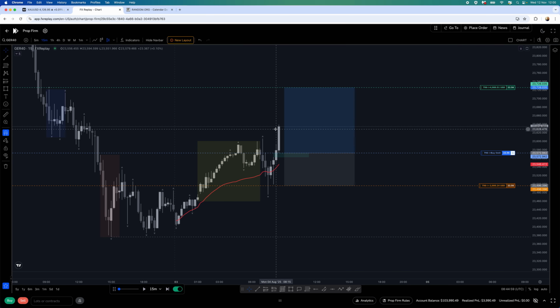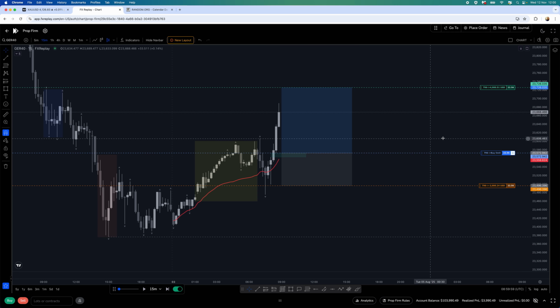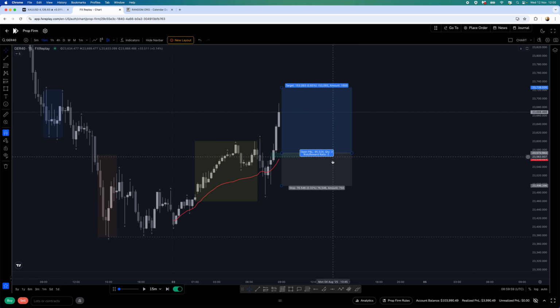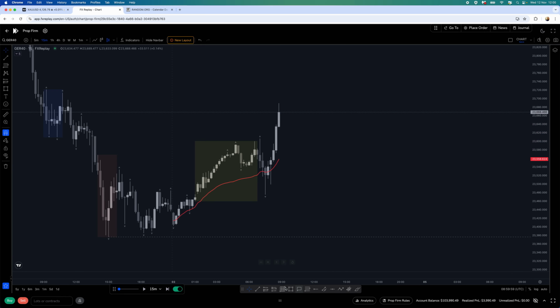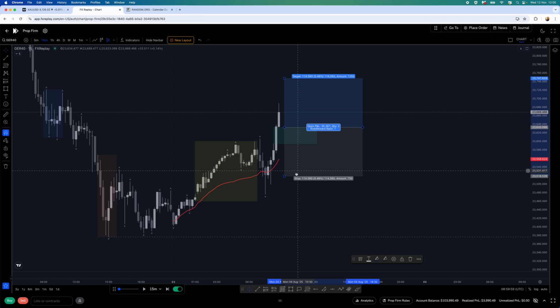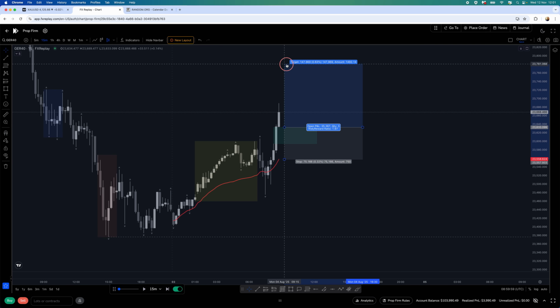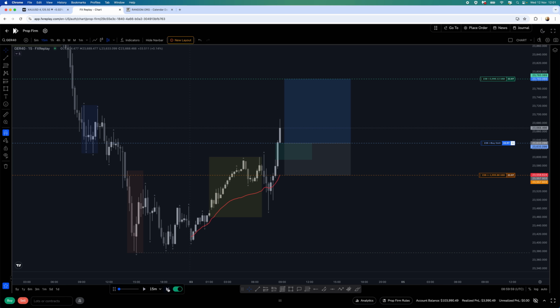If it does make another fair value gap, I will delete this order and I'll look to enter on that one. So what I'm going to do is delete this, and I'm actually going to look to enter on this fair value gap now. So entry there, stop loss below this candle here, and also around here below the VWAP, and target a 1 to 2. And see if we can get tagged in.